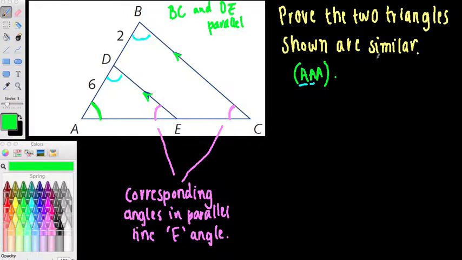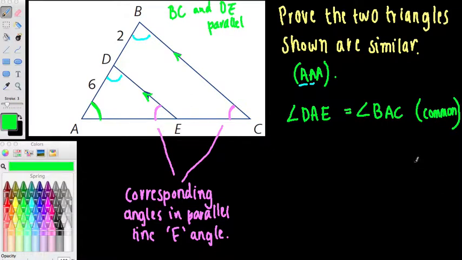that. So first of all, I'll start off with angle DAE. So this one down here that I coloured in the green, DAE. That's equal to angle BAC, matching up the same order of the vertices. That angle is common to both triangles, so it's got to be the same.